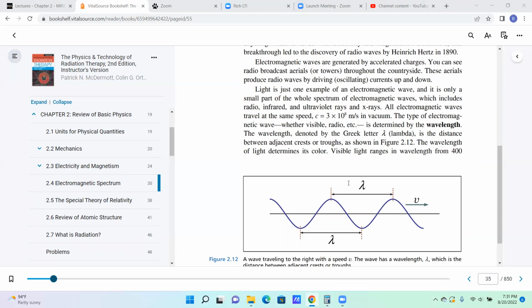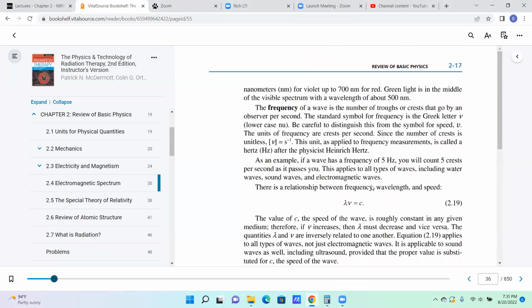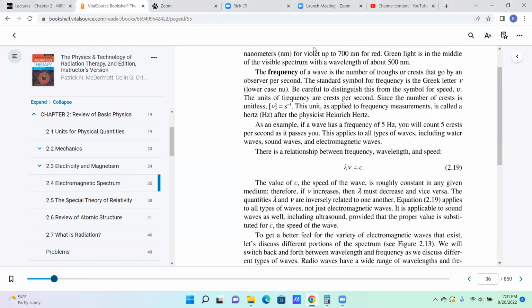The wavelength is given by lambda, and it's the distance between crests or troughs. The wavelength of light will determine its color. Visible light ranges in wavelength from 400 nanometers for violet up to 700 nanometers for red. Green's in the middle at about 500.